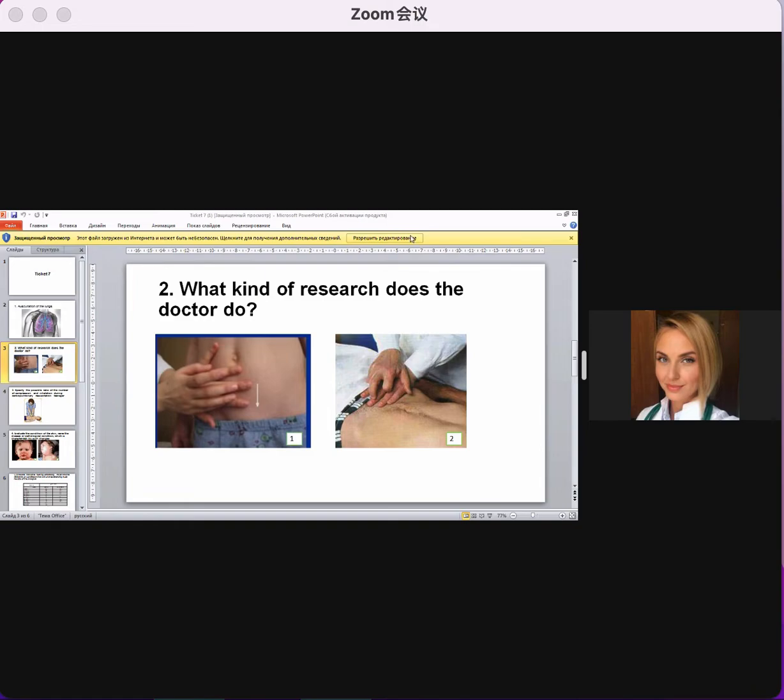So tell me, up to what age can the urinary bladder protrude under the pubis? Up to 2 years? Yes, very good. Up to 2 years. Very good.